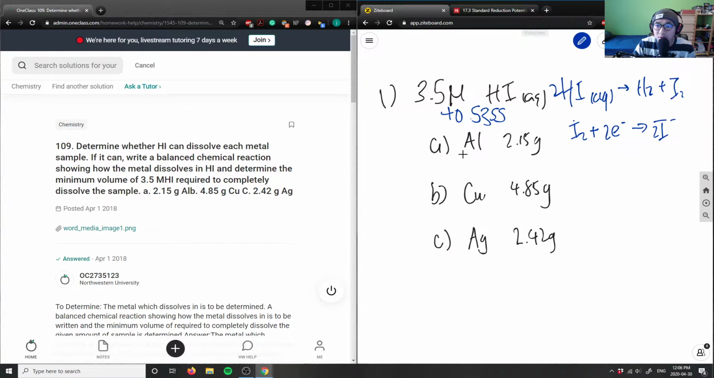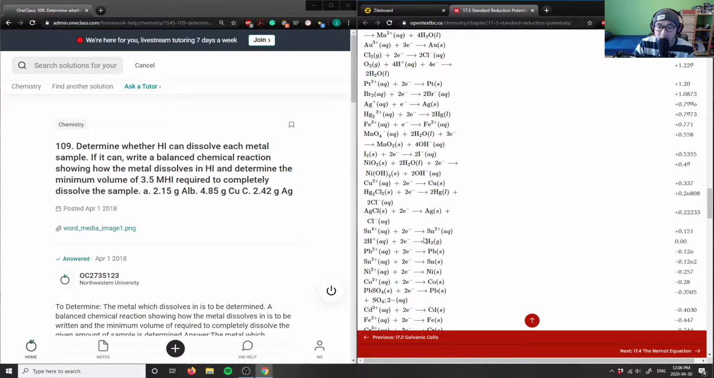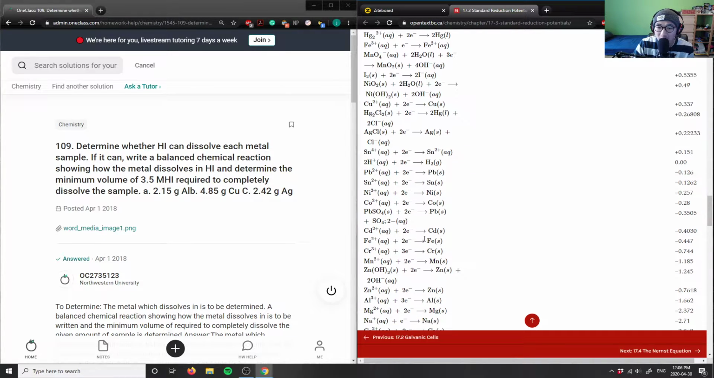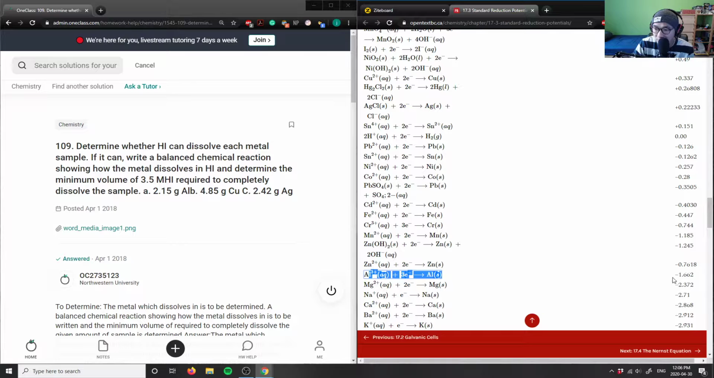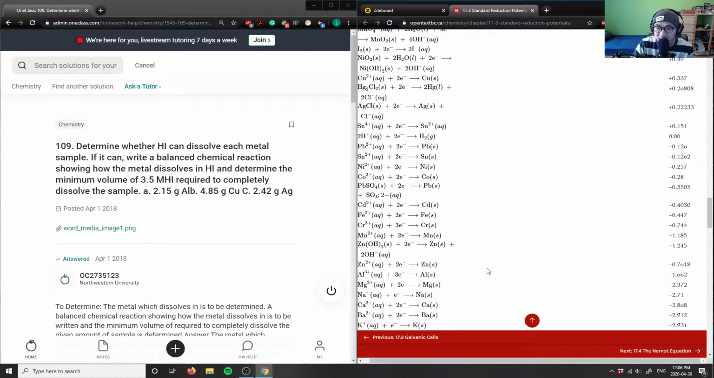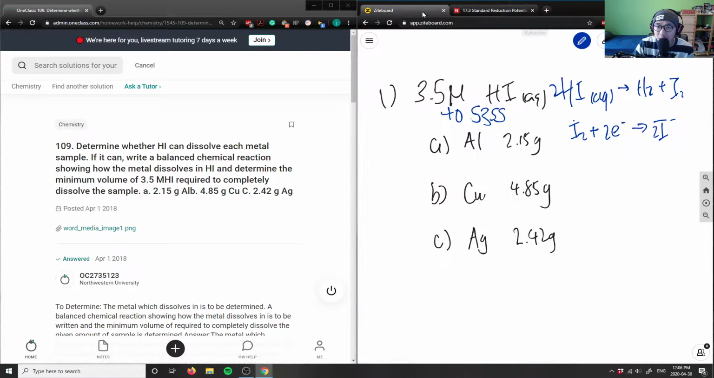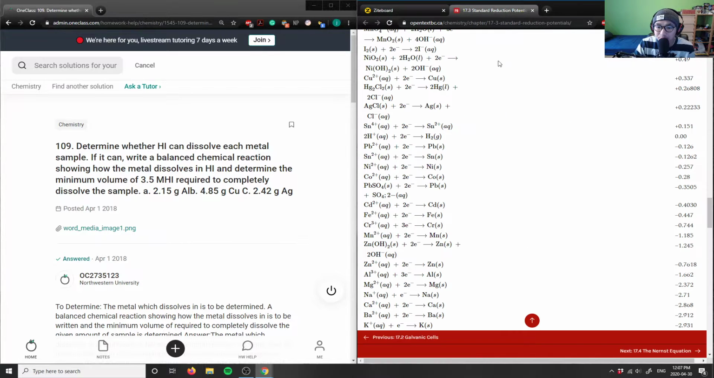So let's look at aluminum here. Aluminum first, let's see, Al lies over here, right? It's a negative value here, negative 1.662. So knowing that, I'm going to write here negative 1.662. And this is simply the reduction potential of aluminum here.